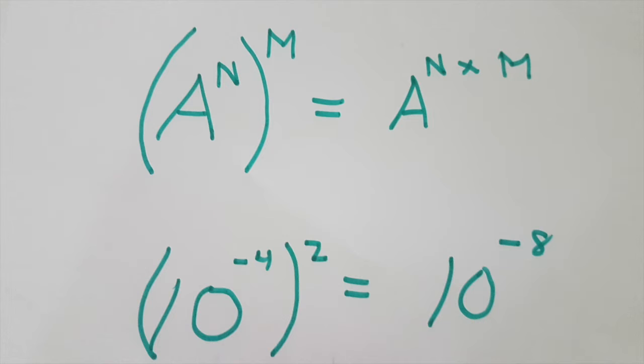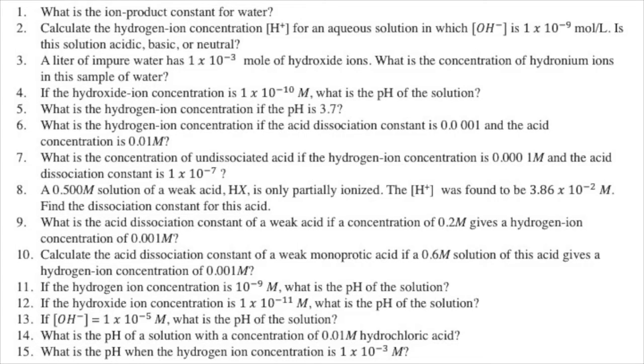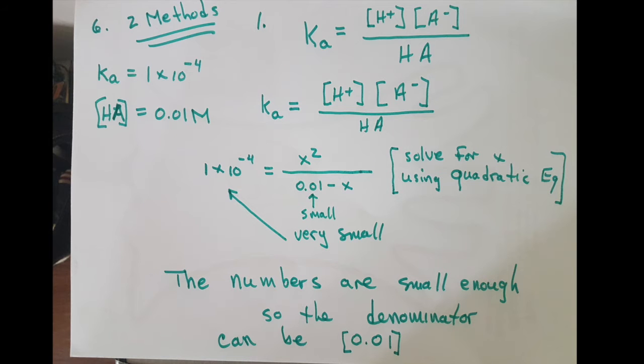So now, number 6. Let's go back quickly and look at 6 again. What is the H ion concentration if the acid dissociation constant is 0.0001 and the acid concentration is 0.01 molar? Number 6, there's two methods. First, let's review what we have. We're only given the Ka, which is 1 times 10 to the negative 4. And we're given the HA of 0.01 molar.